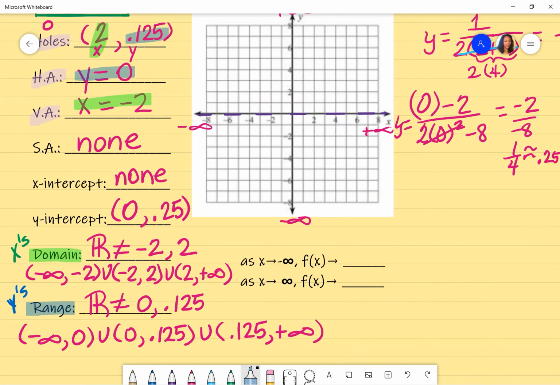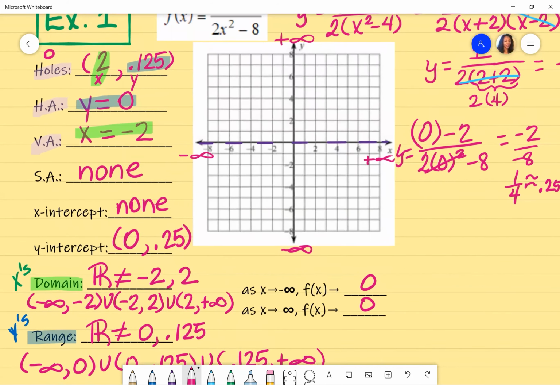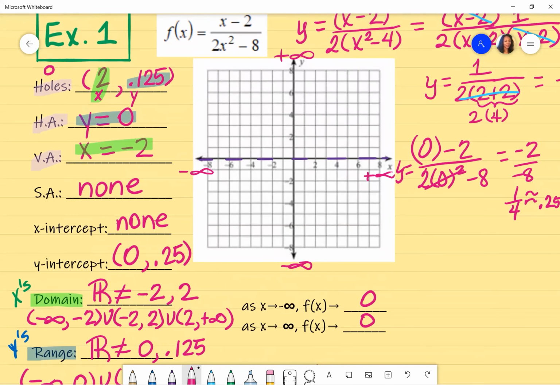Now my end behavior, what I'm going to do is always go back up here and see if I have a horizontal asymptote, and I do. That's going to be what I'm going to use, y equals 0. Let's go to our graph and let's try to graph what we can.